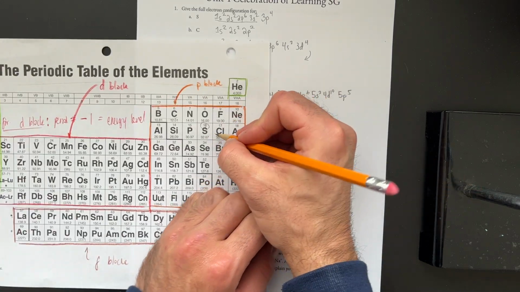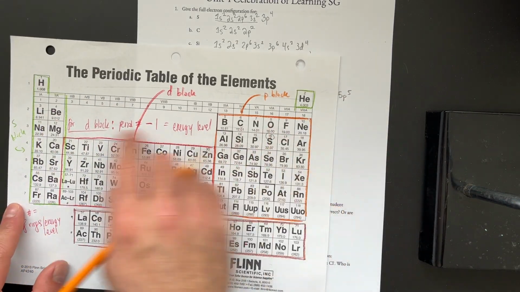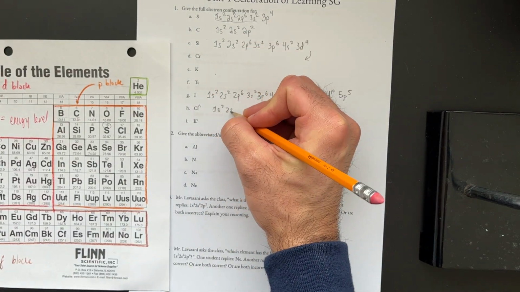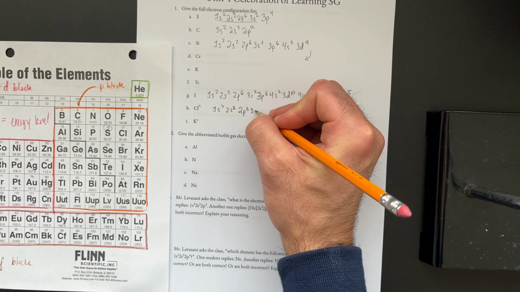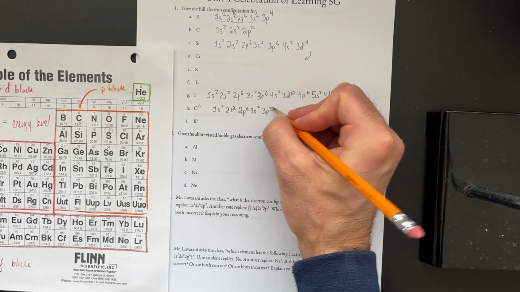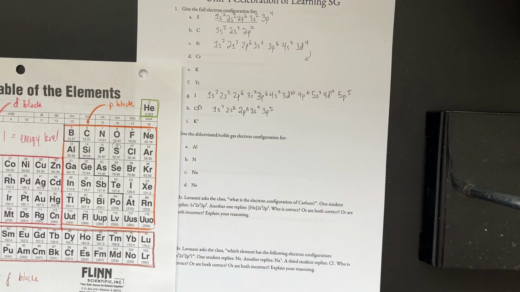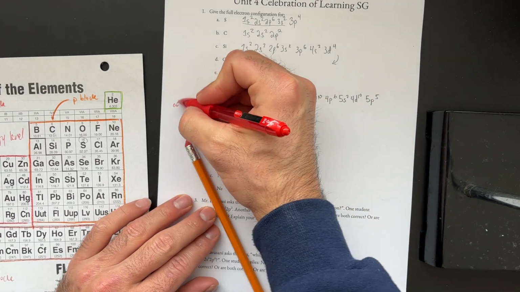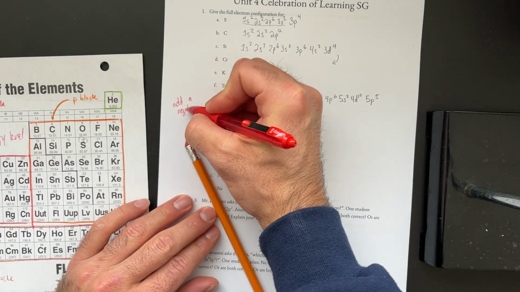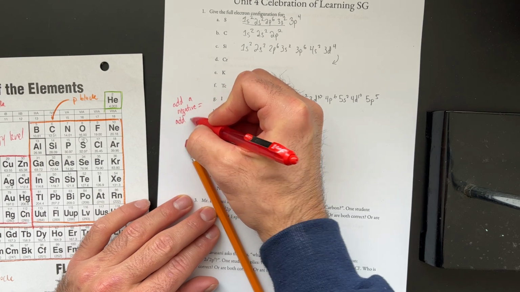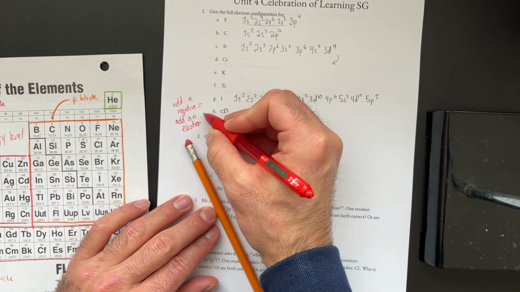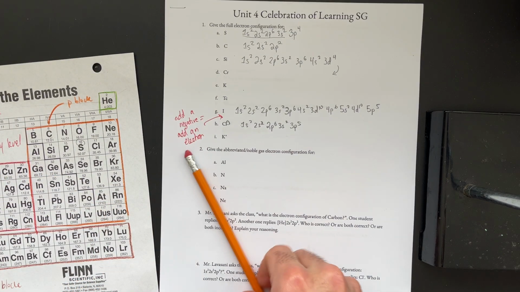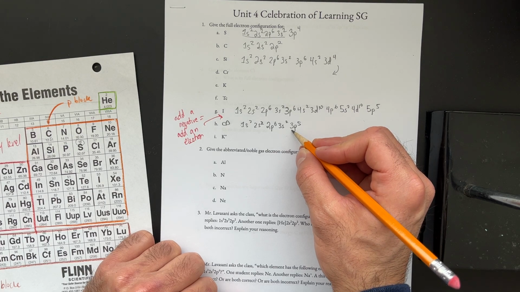So Cl is going to be 1s2, 2s2, 2p6, 3s2, 3p5. Now the minus, remember, means that we added a negative, which is really what we're saying is add an electron. So we're going to add one more electron. Where are we going to add that one more electron? Well, we're going to add it to the highest energy orbital available.